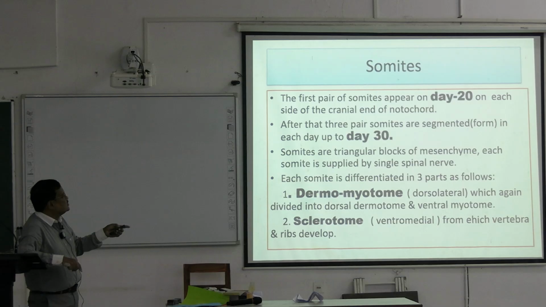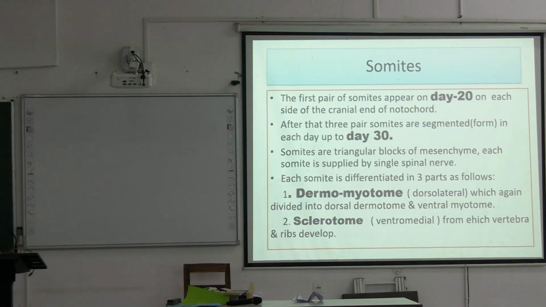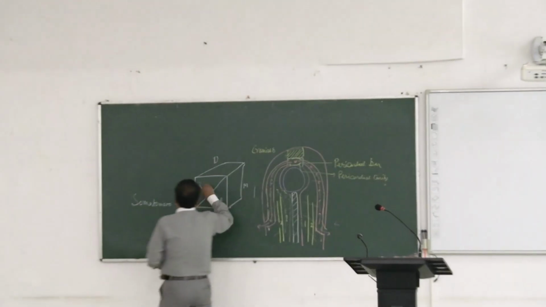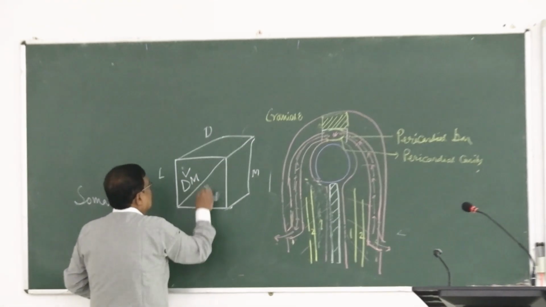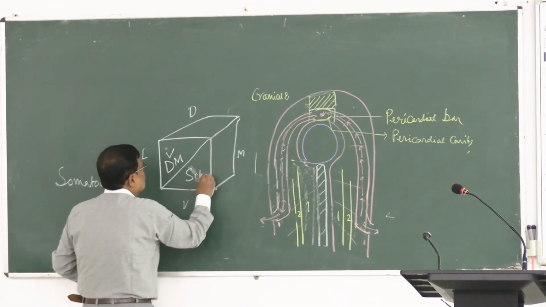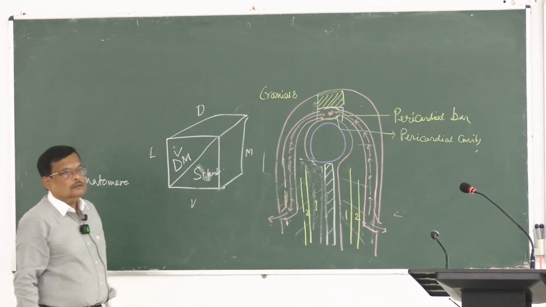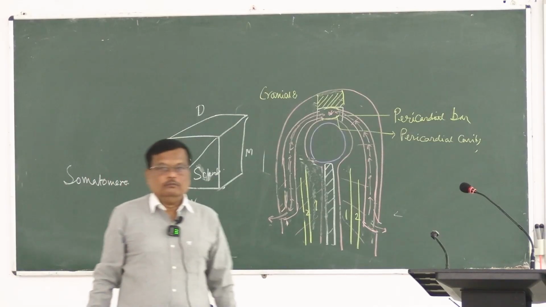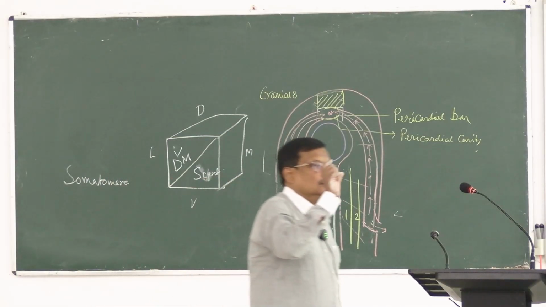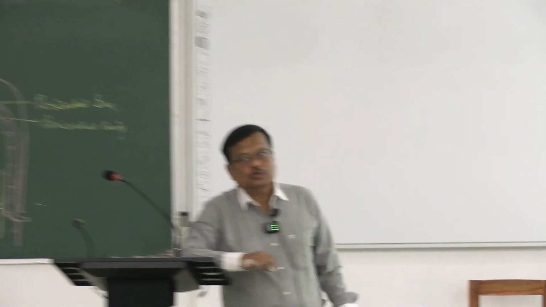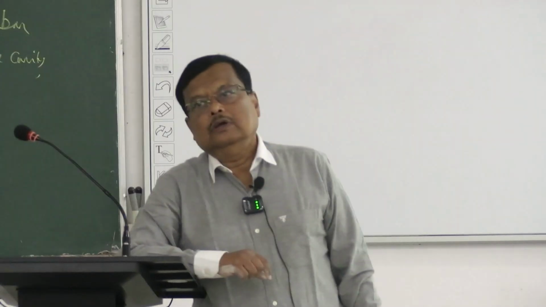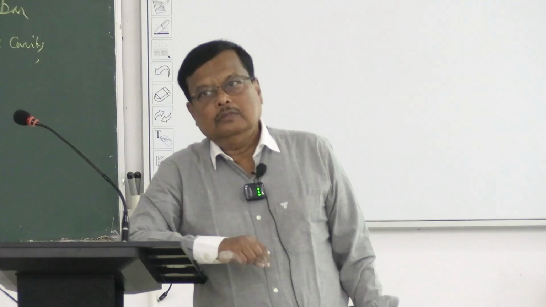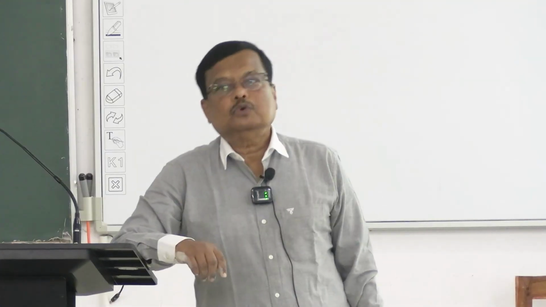Each somite is differentiated into 3 parts as dermomyotome and sclerotome. এই যে এই পার্টটা করবে dermomyotome আর এই পার্টটা করবে sclerotome. Dermomyotome, it is an amalgamation of the two words dermatome and myotome. We call it dermomyotome, and ventromedial part sclerotome.